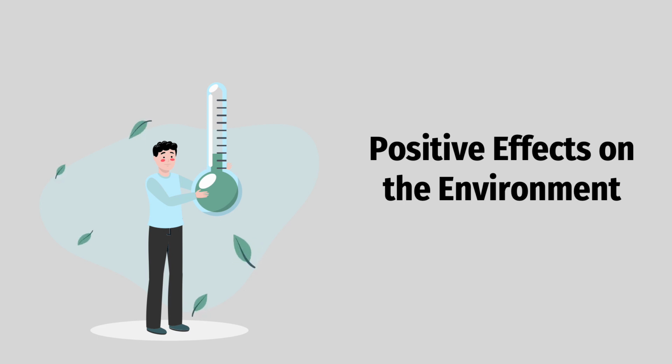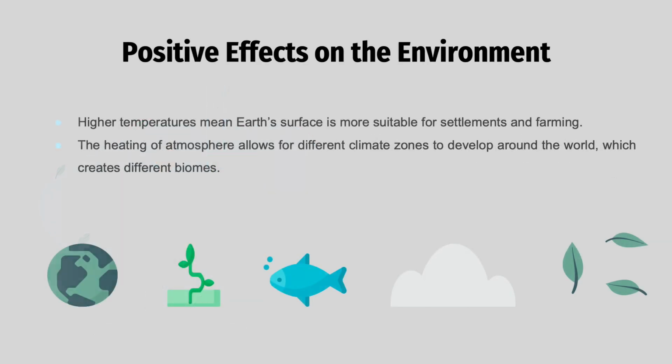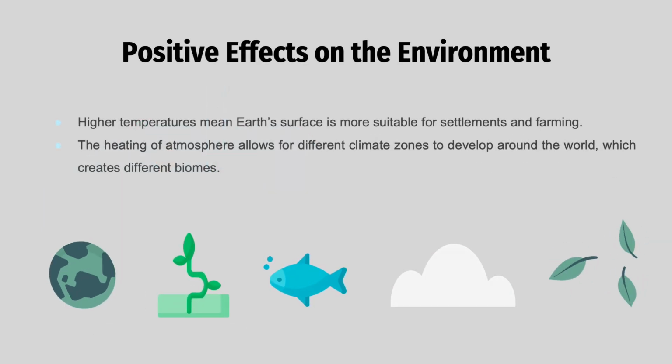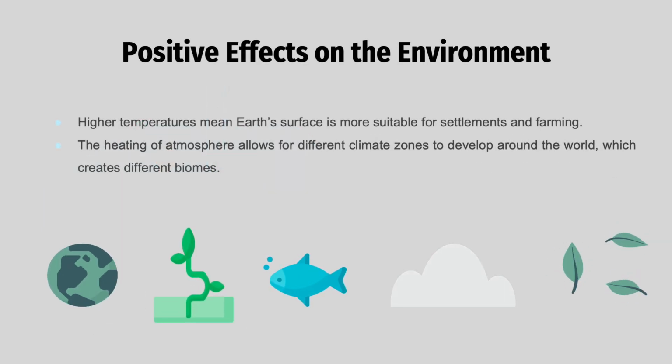But there are some positive effects on the environment. As the temperature rises in the atmosphere, we find that the Earth's surface becomes more suitable for settlement and for farming. Our climate zones develop from the heating differences in the atmosphere, and we find that our different temperatures bring on biomes. Biomes are large naturally occurring communities of flora and fauna occupying a major habitat, like a forest or the tundra.